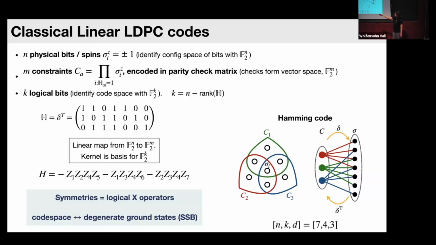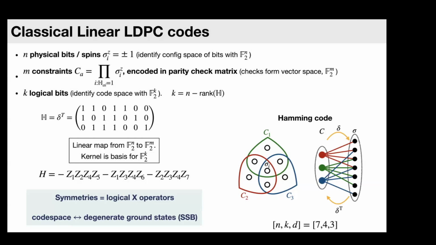I have k logical bits, which is my code space, identified with F2 to the k. k is given by n minus the rank of this parity check matrix. The rank of the parity check matrix tells you how many independent constraints you have. So by the time you're done imposing all of those constraints, if you have any free bits left over, those are your logical bits. Okay. So this is what we went over yesterday. And again, I'll really emphasize this way of thinking about all of these spaces in terms of vector spaces later on in this lecture.